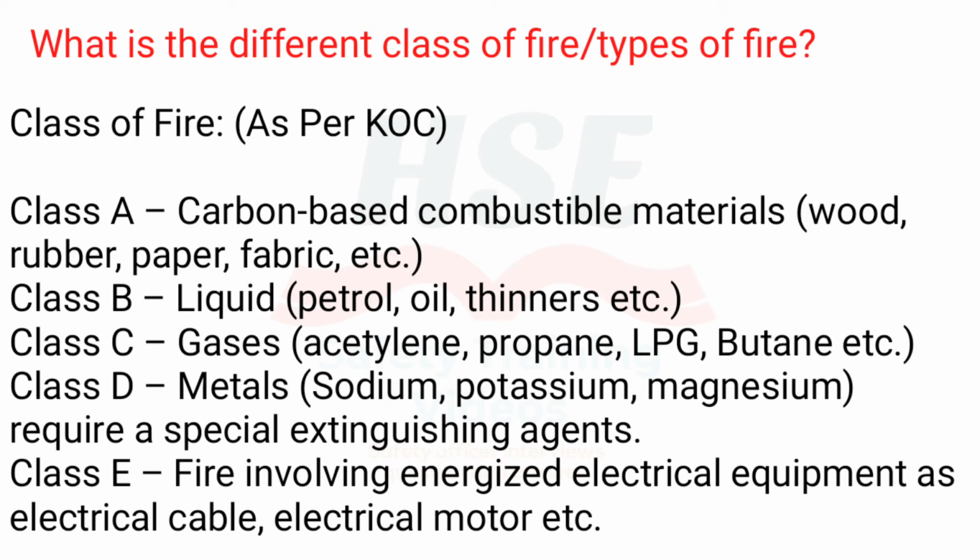What are the different classes of fire, types of fire? Class of fire, as per KOC. Class A, carbon-based combustible materials: wood, rubber, paper, fabric, etc. Class B, liquid: petrol, oil, thinners etc. Class C, gases: acetylene, propane, LPG, butane etc. Class D, metals: sodium, potassium, magnesium, which require special extinguishing agents.